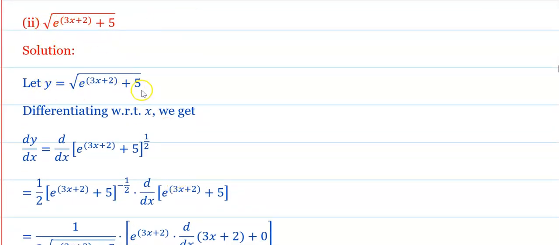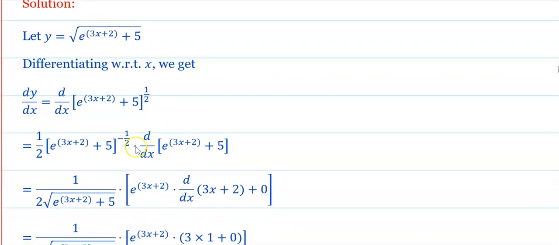y is equal to square root of e raised to 3x plus 2 plus 5. Now differentiating with respect to x, we get d/dx of (e raised to 3x plus 2 plus 5) raised to 1 upon 2. Its derivative is 1 upon 2 into (e raised to 3x plus 2 plus 5) raised to minus 1 upon 2 into d/dx of e raised to 3x plus 2 plus 5.